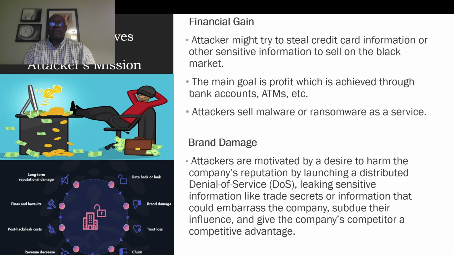Potential motives. What are the potential motives for satisfying an attacker's mission? For one, it is financial gain. The attacker may try to steal credit card information or other sensitive information to sell on the black market. The main goal is profit, which is achieved through bank accounts and ATMs. Attackers sell malware or ransomware as a service.